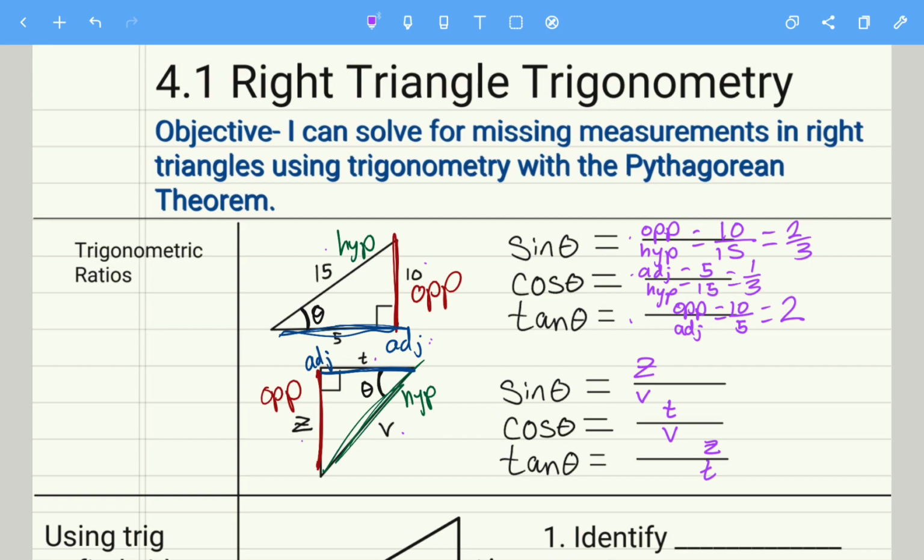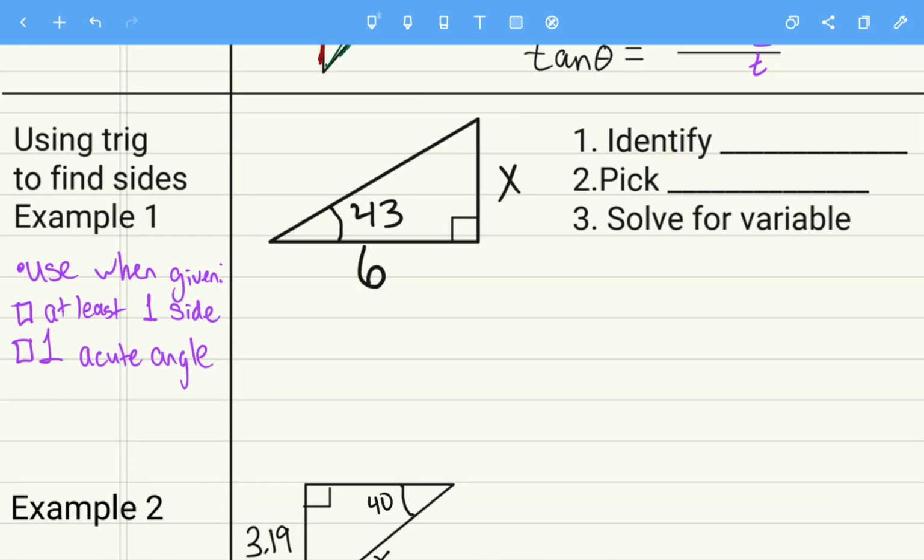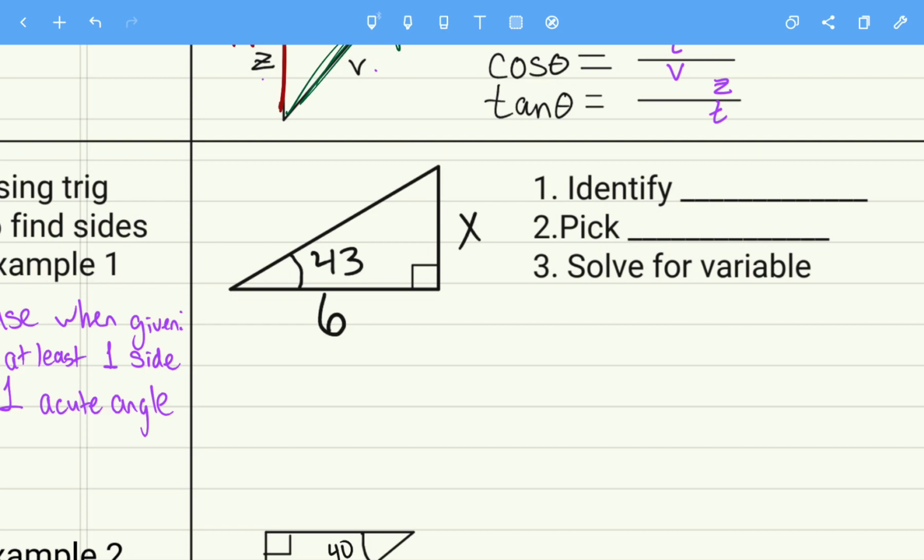Now, remember how I said earlier we use these with one angle on one side? Let's go ahead and practice that now. You can use trig ratios to find sides when you're given at least one side and a reference angle. If you have that reference angle on one side, you can use this. You can even use this instead of the Pythagorean theorem even if you have both sides. So our first step for doing this is to identify sides and given information.